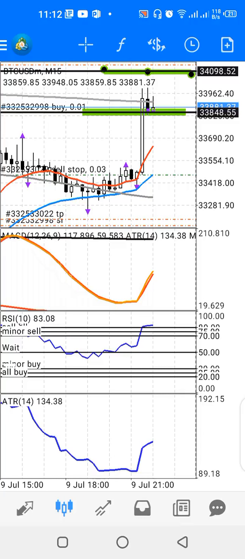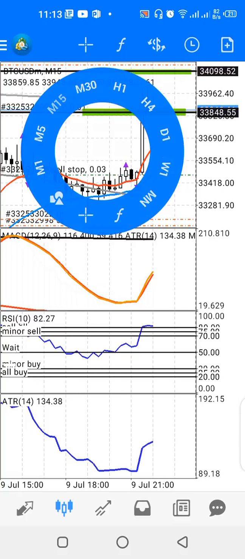So this black line here is your take profit for the first trade. Now your edge trade: immediately you place your buy trade or your sell trade, you must place the edge trade immediately in line with this strategy. So for this buy trade at 33,848, your edge trade will be 380 points below.